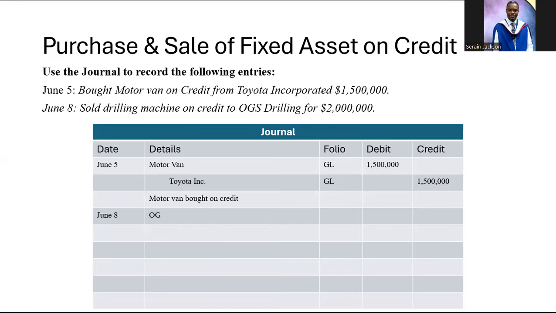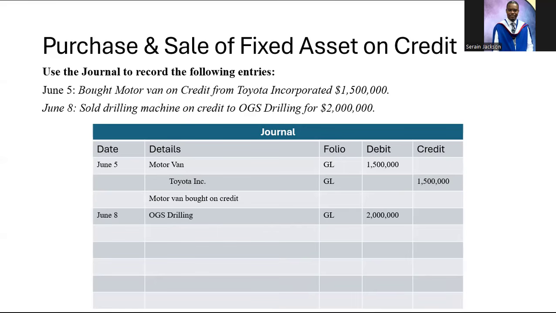So you have OGS Drilling, they will be debited. Their account will be in the general ledger. The amount is what, $2 million? Yes, $2 million. Just try to let the figures be as realistic as possible.